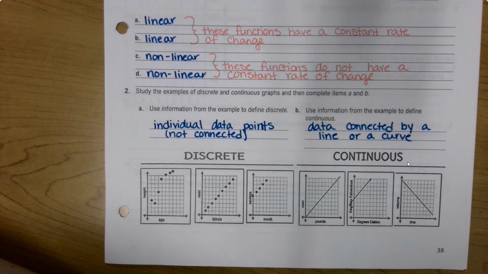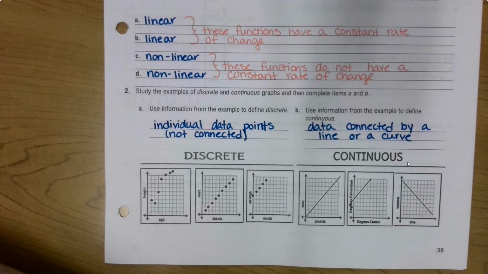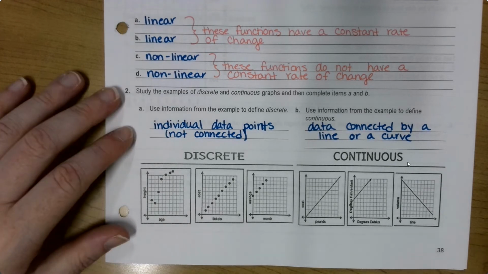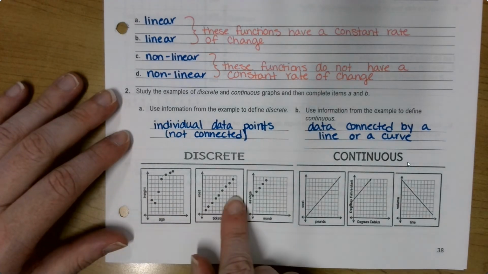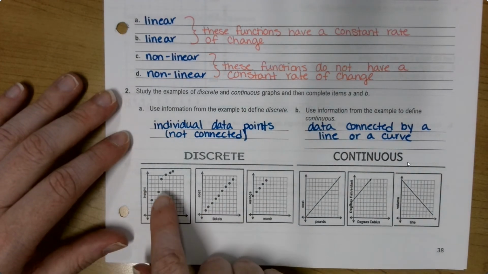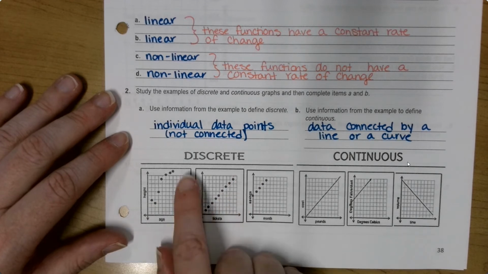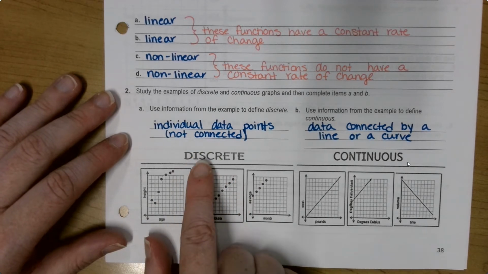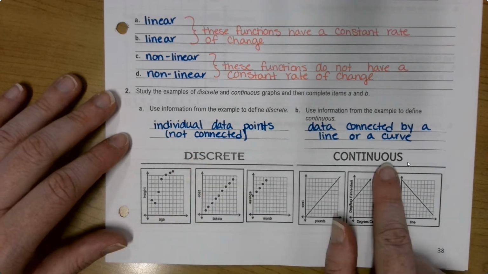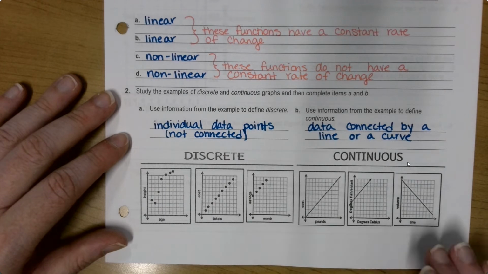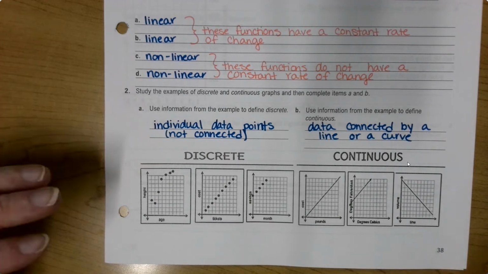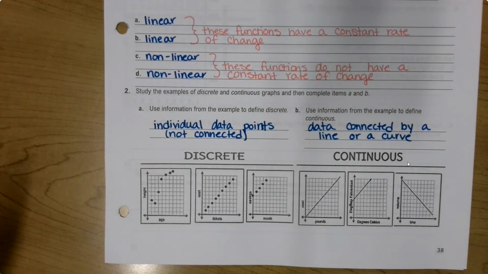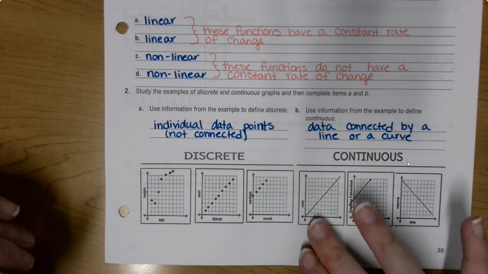All right. And then number 2 asks you to look at the examples of discrete and continuous and come up with a definition for each. If you look, all the discrete data is individual data points. It's just dots. So we're going to call them individual data points. Discrete is not connected. Continuous, a lot of people are going to say, oh, it has an arrow, goes on forever. It doesn't necessarily have to go on forever. It's just data that's not broken up.